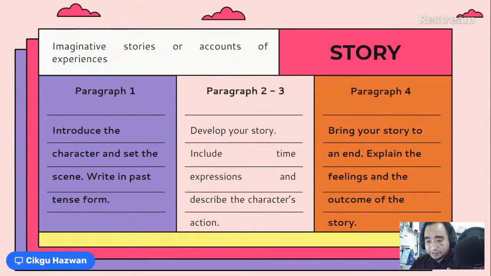And then in the fourth paragraph, bring your story to an end, explain the feelings and the outcome of the story. So mesti ada outcome at the end of the story. You must have the resolution, whether the story is solved. If the story is about an accident involving the family, what happened to the character? Is he becoming stronger or is he becoming weaker? Is he falling sick and so on? So the conclusion must be there. What happened after the issue or the incident in the story? Okay.